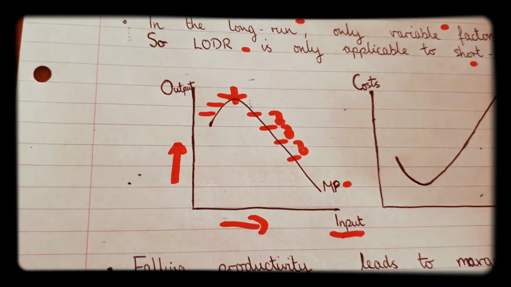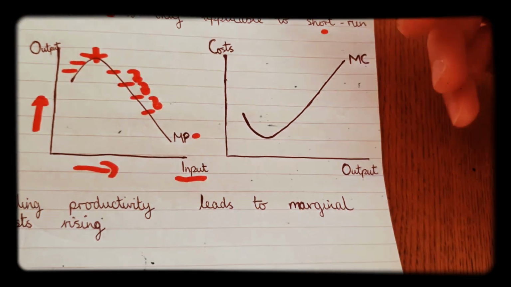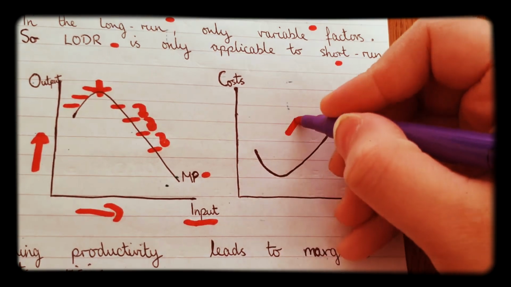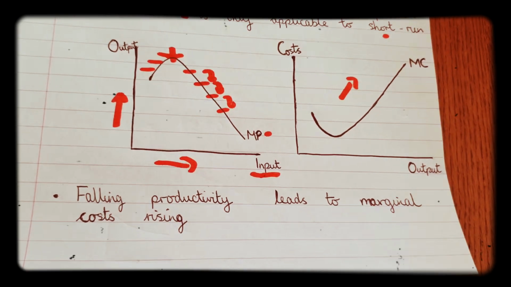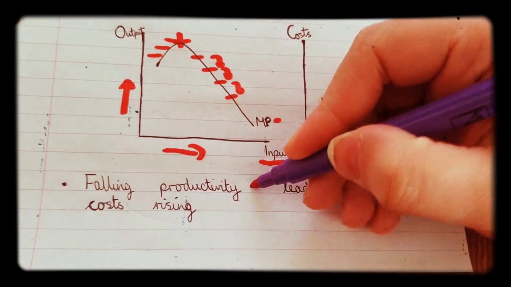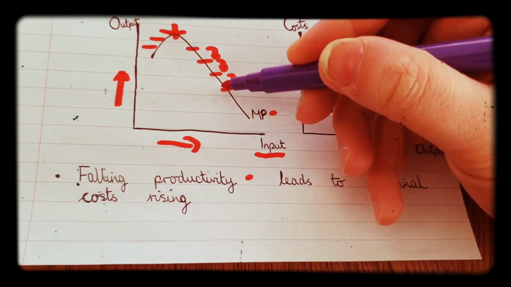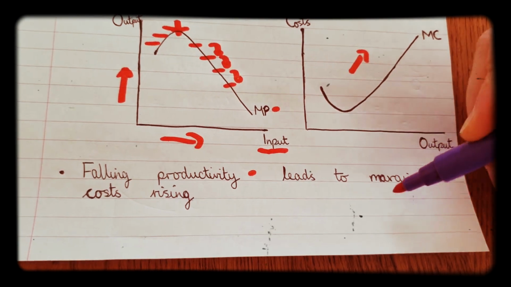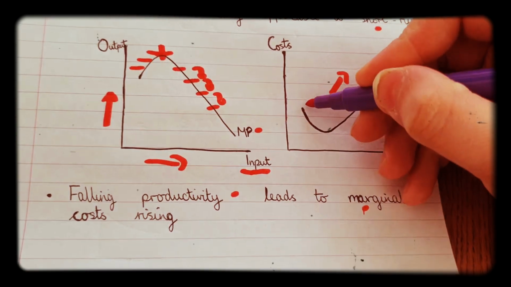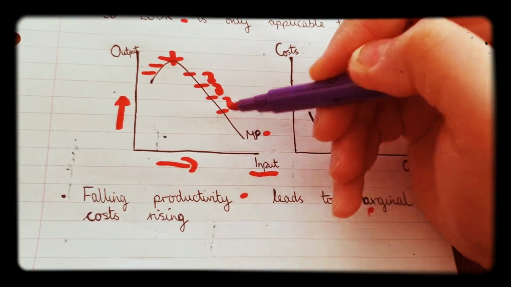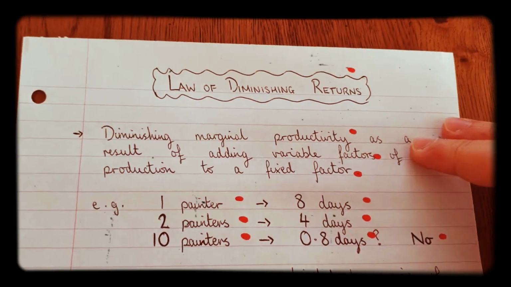And it makes sense. If you're paying everybody the same wage, if there's falling productivity, that's going to cause your marginal costs to go up. The extra cost of adding painters to the house is going to be more when you think about how much they're actually able to produce for you. So falling productivity, as you can see here, leads to the marginal cost rising, and that explains the shape of the marginal cost curve. You might notice that it's just an inversion of the marginal product curve. Hopefully this makes sense. That's the law of diminishing returns.